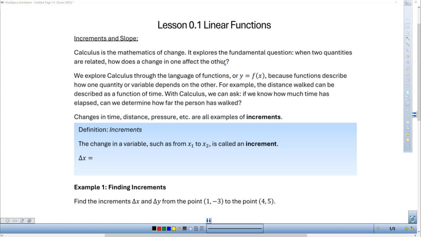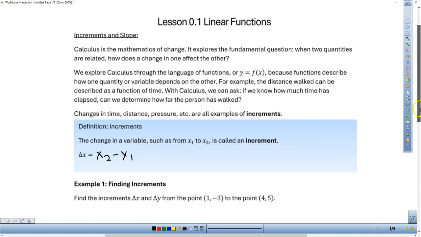And this doesn't just limit itself to changes in time. We can do this with changes in distance, pressure, for example. These are all examples of increments. And what is an increment? Well, an increment is simply the change in a variable, such as from x1 to x2, and we represent that change with delta x. This delta simply means change of, so that is going to be the change from x1 to x2, and we represent that with x2 minus x1.